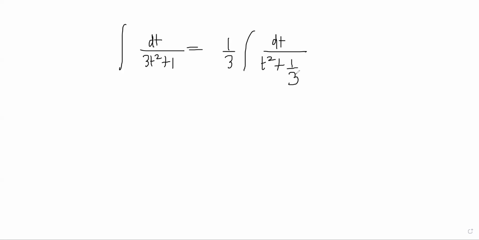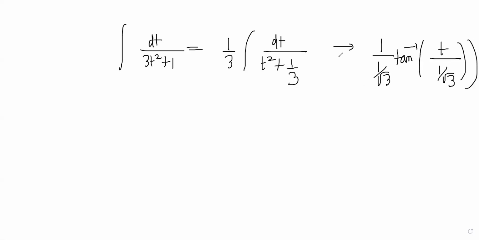Suppose I have an integral dt by 3t square plus 1. The way to integrate is take the 3 outside first, make it dt by t square plus 1 by 3. And now a is 1 over root 3. So your integration is 1 by 1 over root 3 tan inverse t by 1 over root 3. And outside there is still a 1 by 3. Yes, sir. I did this mistake.